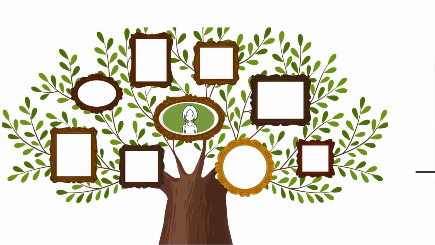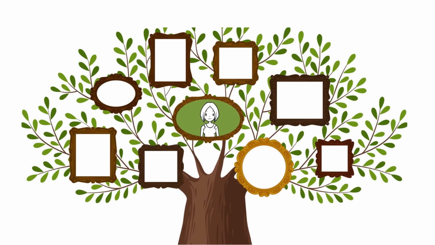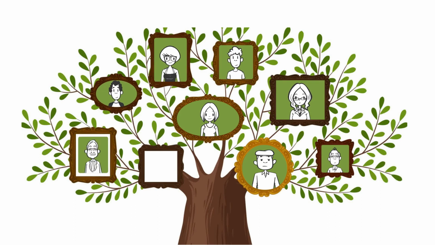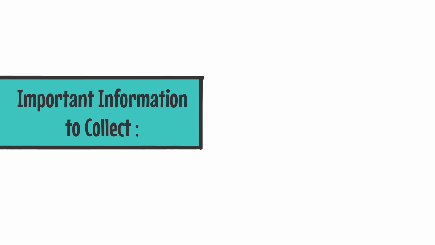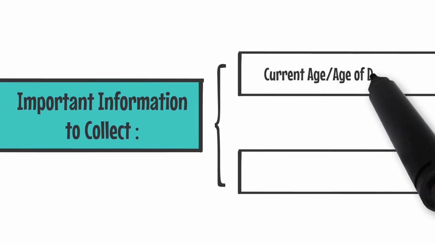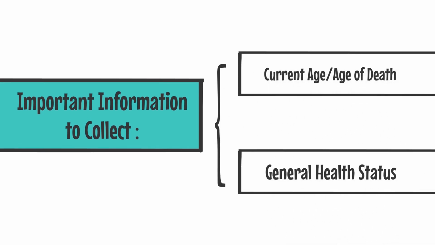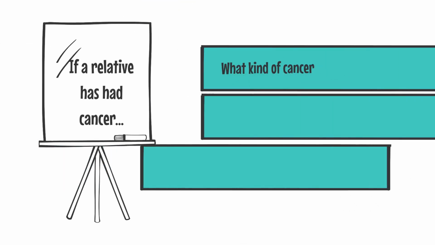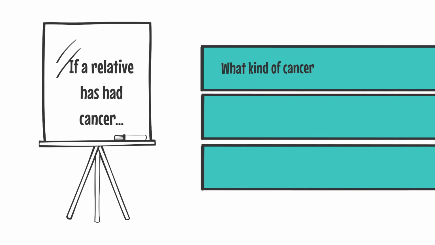Before your appointment, you should learn as much information as possible about both sides of your family, especially your children, siblings, nieces, nephews, parents, grandparents, aunts, uncles, and cousins. Important information to try and collect is their current age or age of death, and general health status. If a relative has had cancer, it's important to learn what kind of cancer they had. For example, breast cancer, ovarian cancer, colon cancer, and the age of diagnosis.